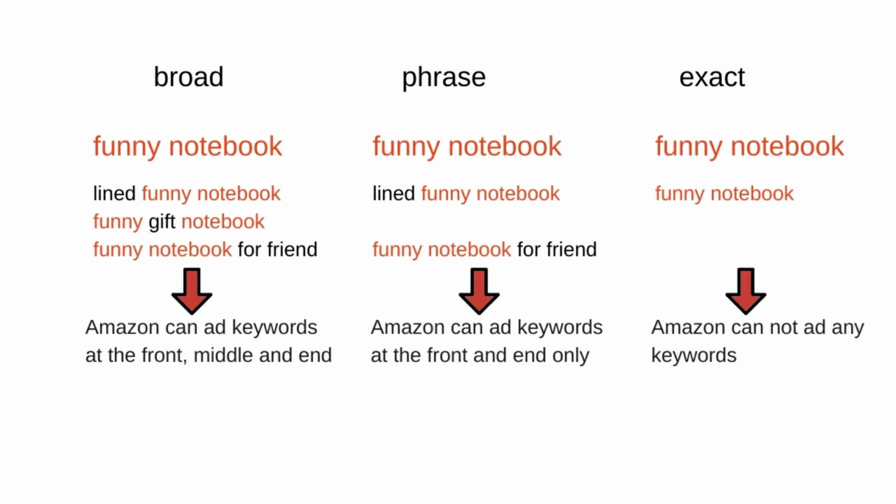If you choose phrase, then Amazon can add keywords only at the front or at the end. So if your keyword is funny notebook, if people are searching for lined funny notebook, your book can come up. And if they're searching funny notebook for friend, your book can also show up. So it's a little bit more targeted. And then exact would be if Amazon just shows your exact keyword. So if your keyword is funny notebook, Amazon cannot add any keywords and it will only show up for people who type in funny notebook into Amazon. So that is the most targeted of all of them.